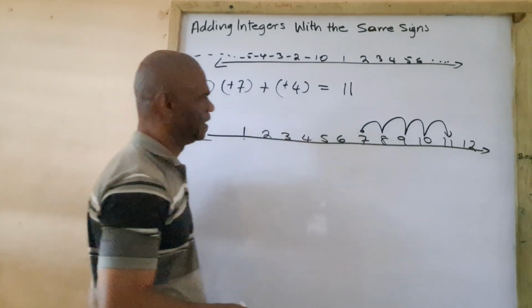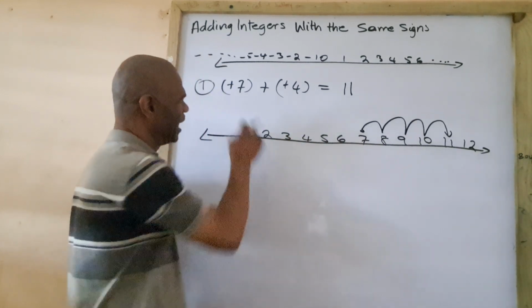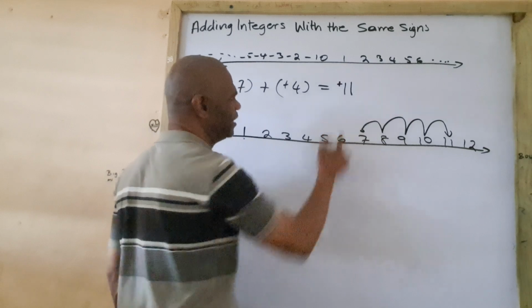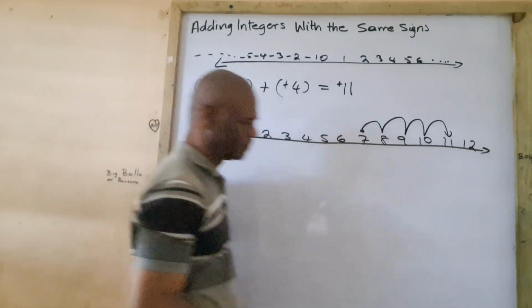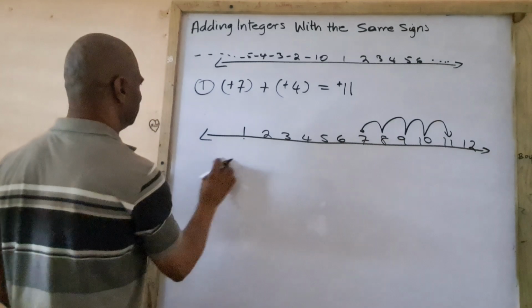Right? And so we would have seen how we get to our 11. Signs are the same. Right? So we add them. We add them, and this would be a positive 11. Alright? Let's remove the number line.